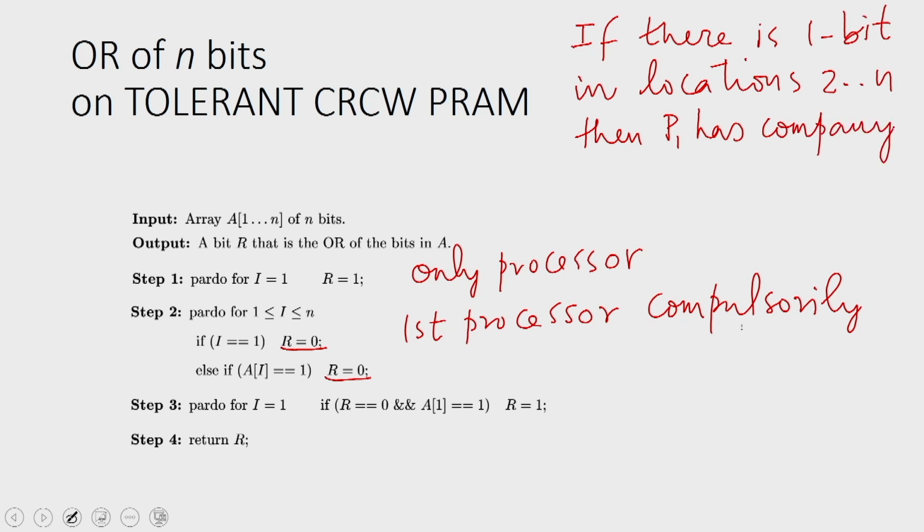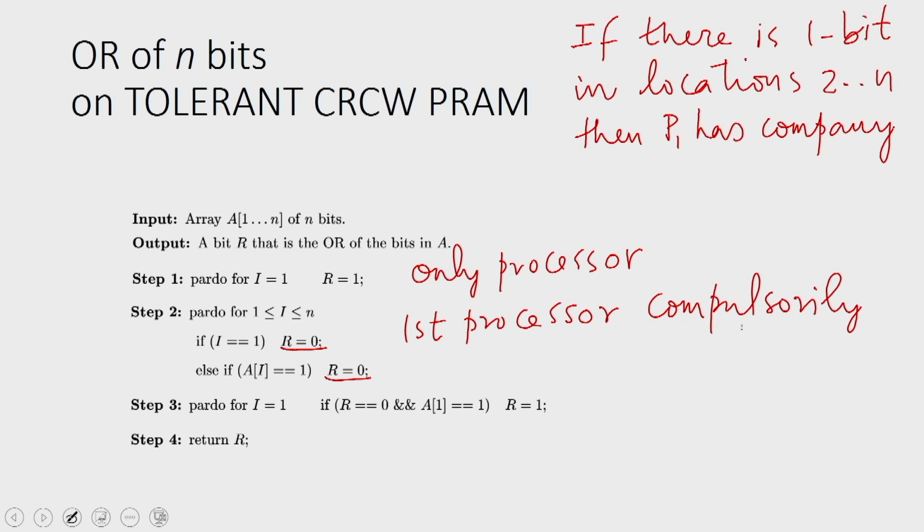So, this allows us to check whether there is at least one 1 in the range 2 to n. There are multiple cases. Suppose there is no 1 in the range from 2 to n. In this case, processor 1 will succeed in changing R to 0. So, R equal to 0 now indicates that the OR of the positions 2 to n is 0.